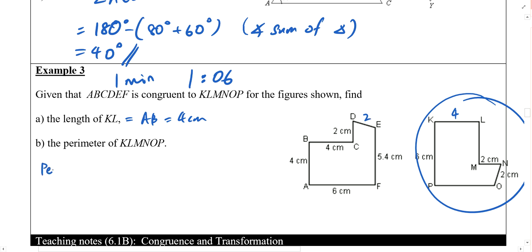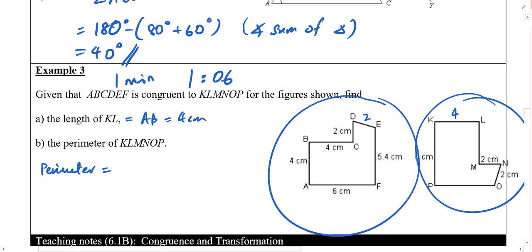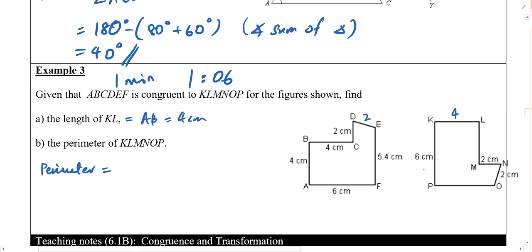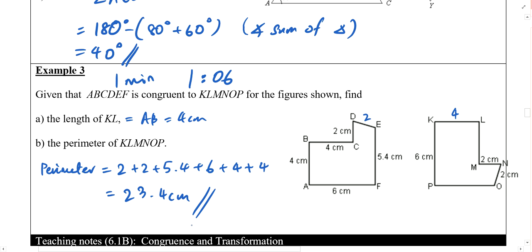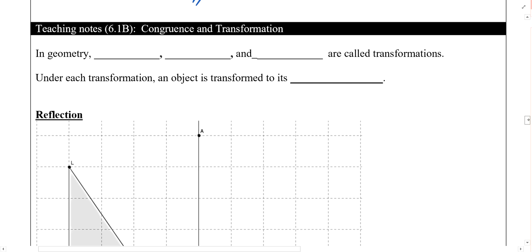So perimeter equals to the same perimeter over here. So instead of copying so many times, I shall now write down the answer. 2 plus 2 plus 5.4 plus 6, 4 and 4. What is the answer? 23.4. Moving on.